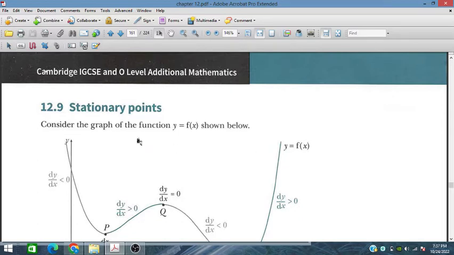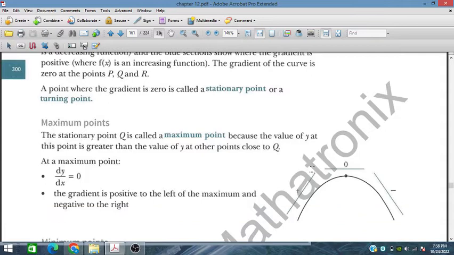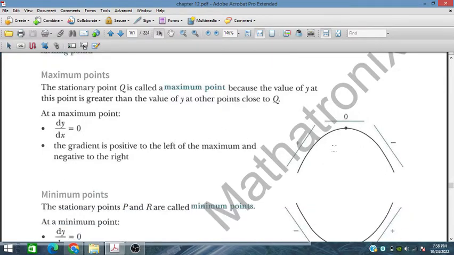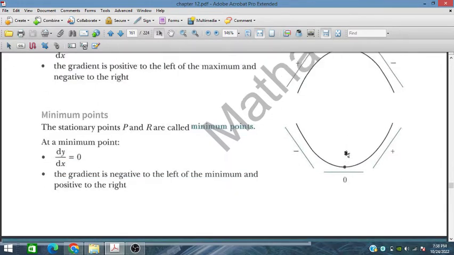In this session, we'll discuss stationary points. These are the points where the function's gradient becomes zero momentarily. This is also called a stationary point or turning point, and these turning points could be a minimum or a maximum. In this case, this point Q is a maximum point. Here in this case, it is a minimum point.